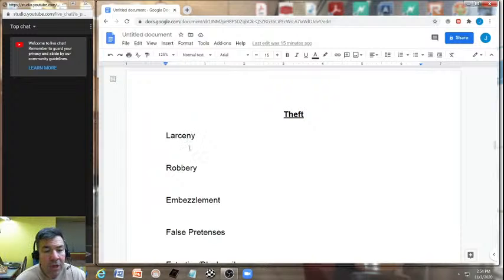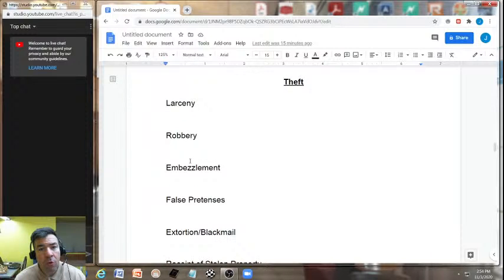Now, robbery is technically larceny plus force or threat of force, but we will choose not to say it like that. So we will say robbery is the taking of another's property by force or threat of force with the intent to permanently deprive the owner thereof. Again, recapping robbery. Robbery is the trespassory taking of another's property by force or threat of force with the intent to permanently deprive the owner thereof.